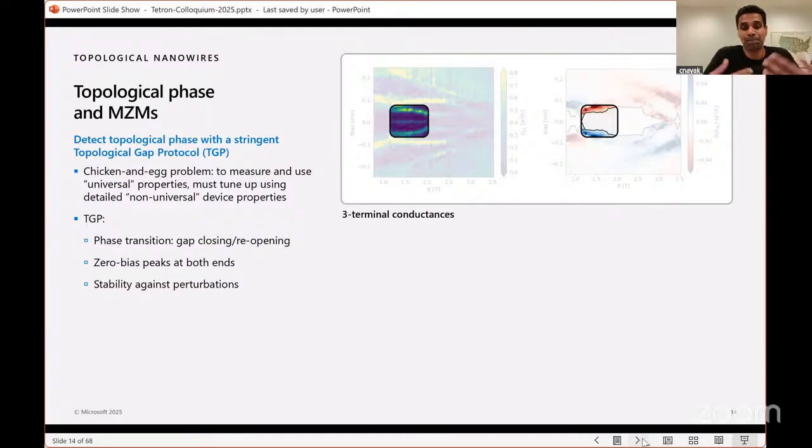You have to see, in particular, a phase transition, since you're going into another phase, the topological phase, where you see a gap closing and reopening. You have to see zero bias peaks at both ends of the wire, and it all has to be stable against perturbations. The question, of course, is how stable is stable enough, and that's what the statistical criteria is there for. And it depends, of course, on details of the device and the level of disorder.